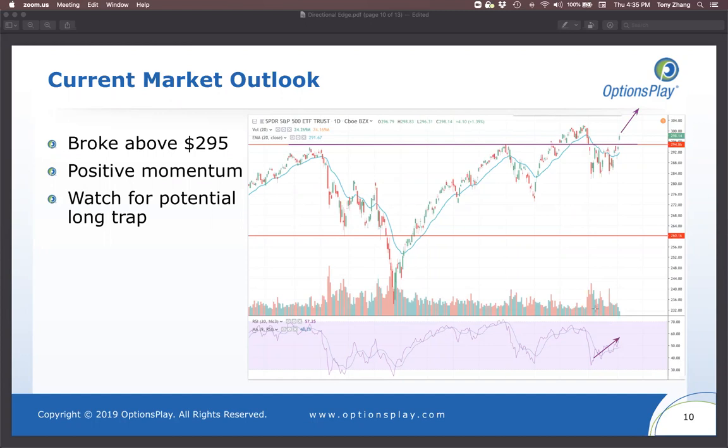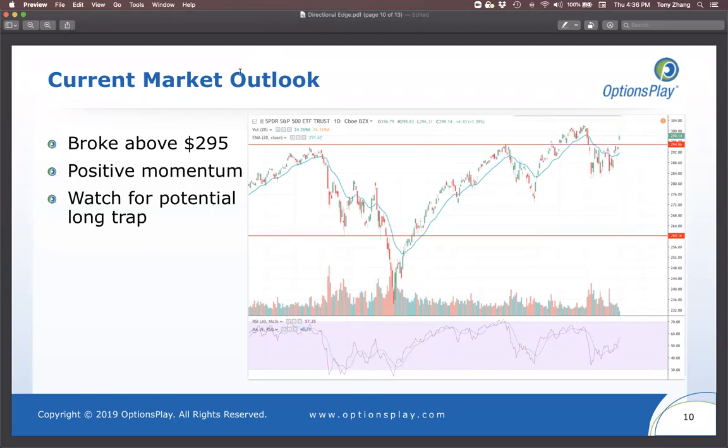Momentum is positive and it's not overbought, but we want to watch for a potential long trap, basically where the market moves a little higher and then corrects right back down. So we could easily have a bit of a double top here and fall right back down. So be careful about that, but we are cautiously bullish on this market at the current moment.